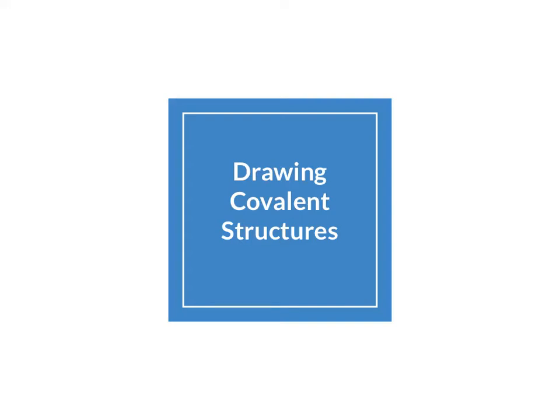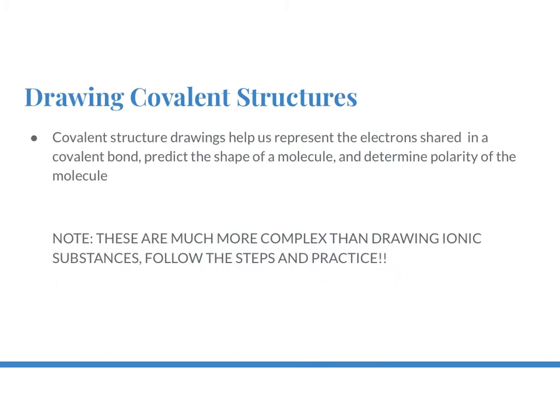Right, so today we're going to talk about drawing covalent Lewis dot structures. With this, we are going to later learn how these structures can be applied to looking at a chart and determining what the shape and what the polarity of the molecule is. So these covalent structure drawings are going to help us represent those electrons shared in the covalent bonds. They're going to help us predict the shape of a molecule and determine polarity of that molecule as well.